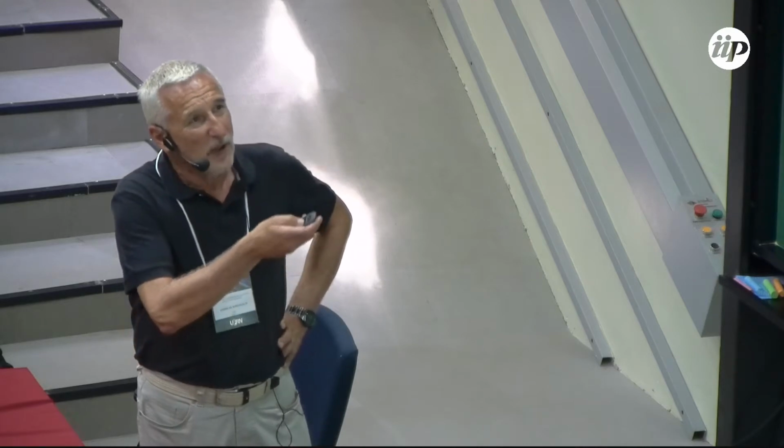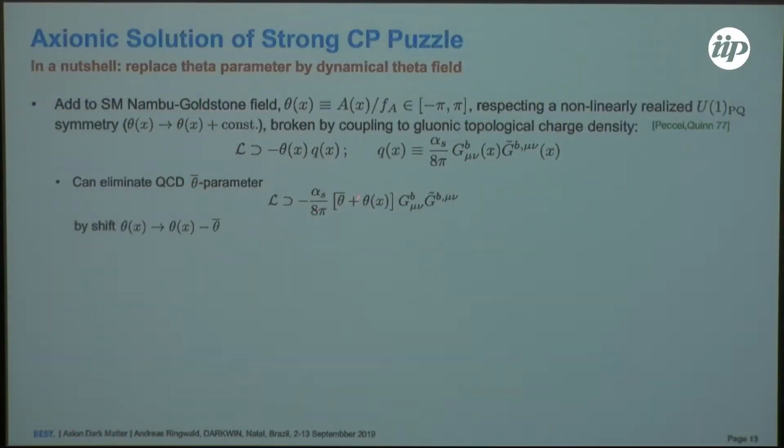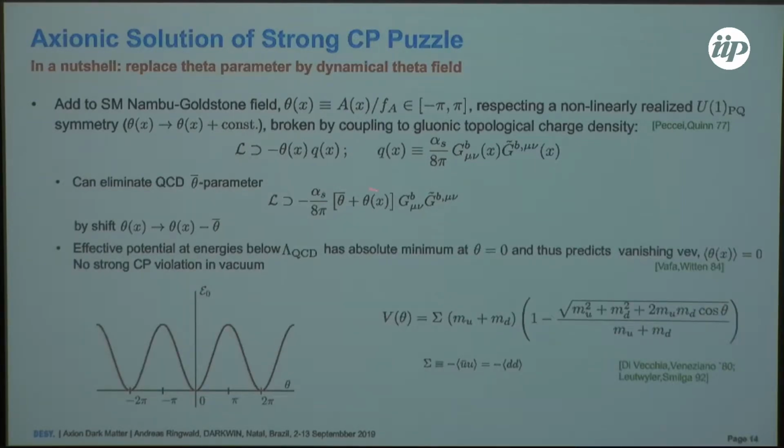Now, if you have such a thing, then of course you can eliminate the QCD theta parameter, because this appears also in the Lagrangian, just like a theta bar like this, by a shift. So you do just a shift. The rest of the theory has a shift symmetry, is invariant, and here you do this shift, then you remain just with this term. And then you have a term which is exactly like the QCD theta term, but with a dynamical field theta of x, alpha s over 8 pi theta of x G mu nu tilde.